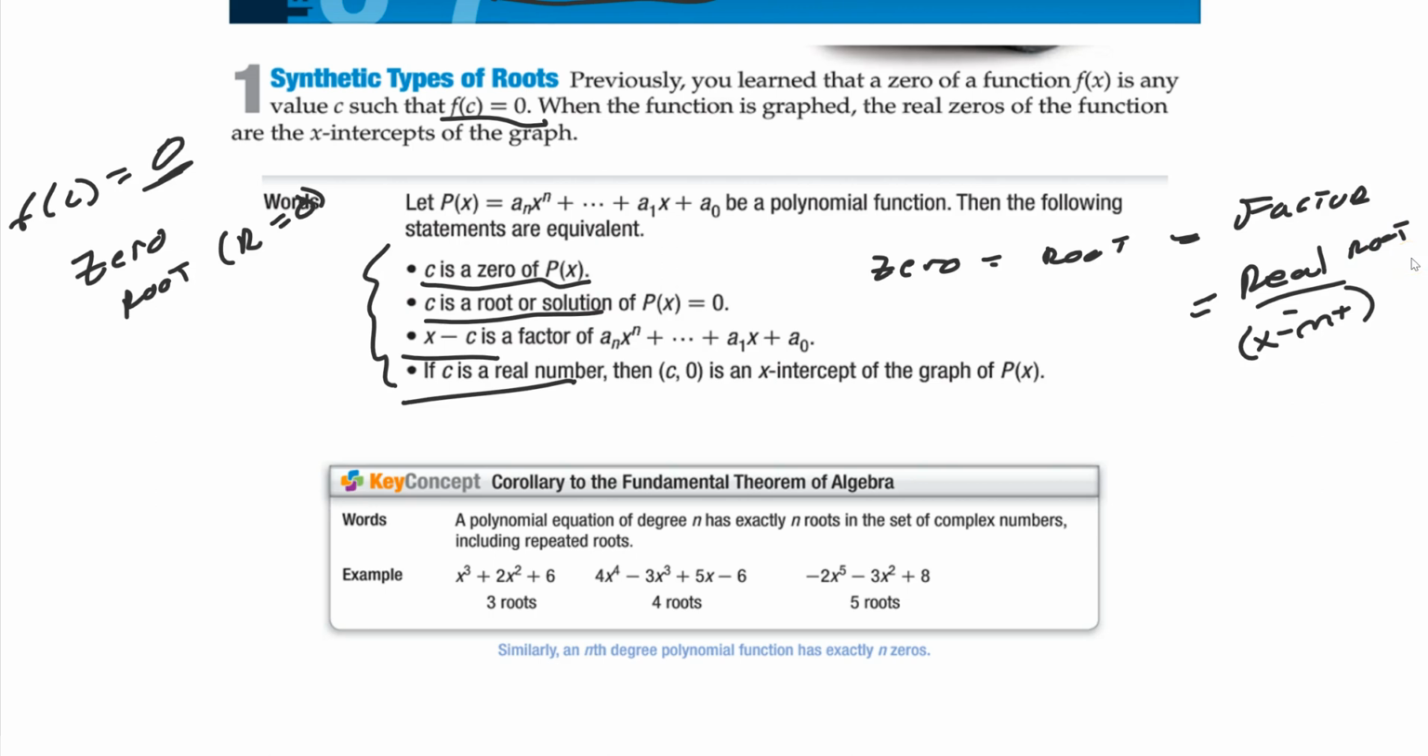I could say zero, I could say root, I could say real root, factor. It all kind of means the same thing. Again, the only caveat is that it's an x-intercept only when it's a real root. You're going to have some imaginary roots also, but if it's a real root, it's also an x-intercept.